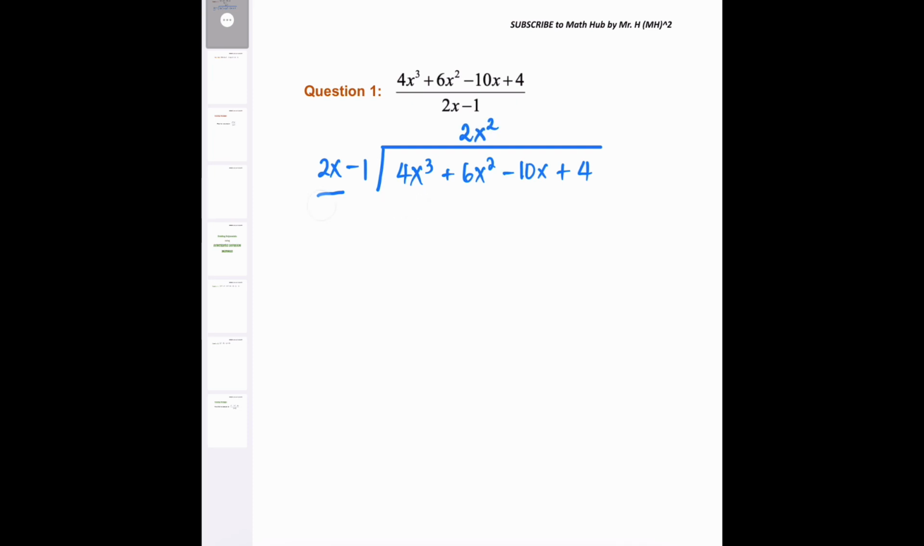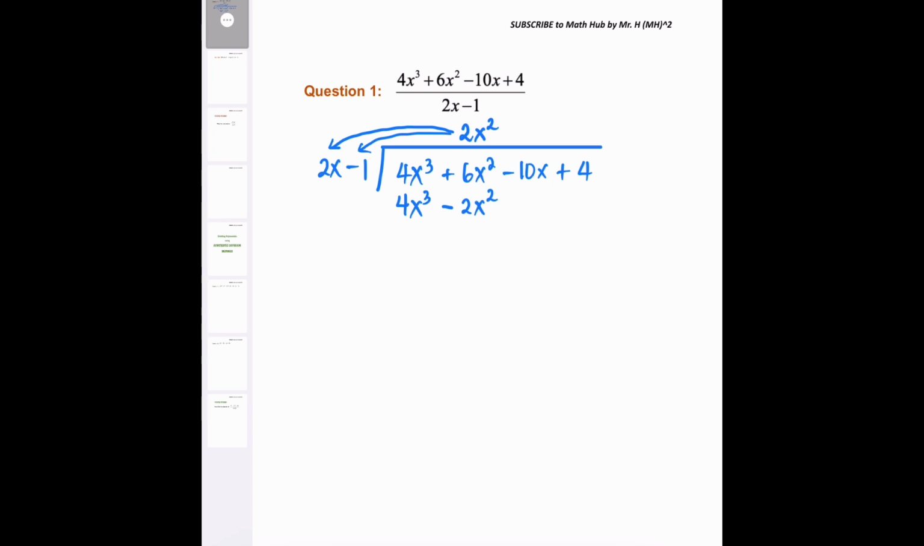After doing the division, we got 2x squared for the quotient. So what we need to do is to multiply the 2x squared first by 2x. So 2x squared times 2x is going to give us 4x cubed. So remember to write the product in line with the term from the dividend. Next, we multiply 2x squared times negative 1, which is going to give us negative 2x squared.